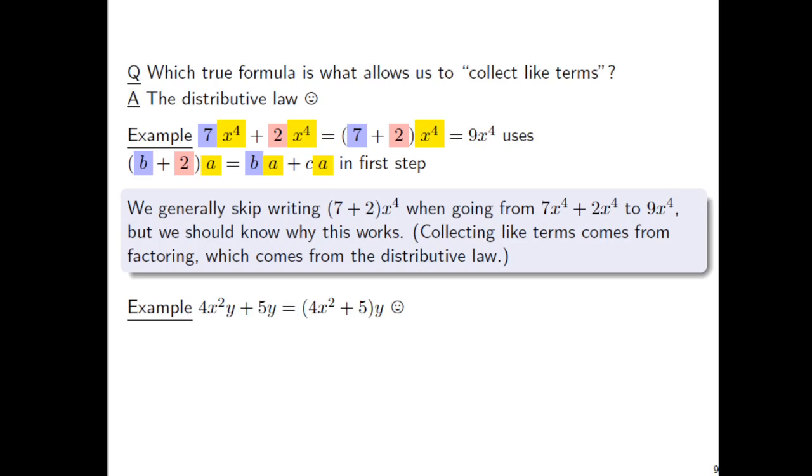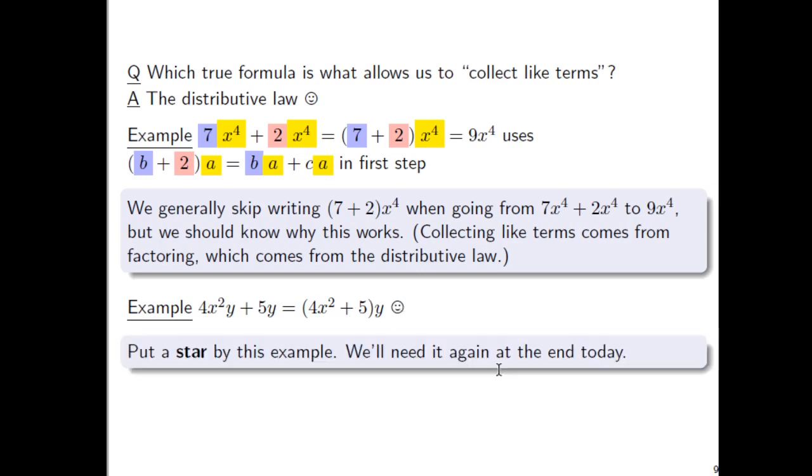4x to the second times y plus 5 times y. Factor out a y, and that y is, because factored out, it's written outside of a newly drawn set of parentheses. I'm saying newly drawn set of parentheses because the original expression did not have parentheses in it. Okay, and we'll have now 4x to the second plus 5 inside the parentheses. Hold on to this, put a star by this example in your notes. We're going to need to come back to this at the end of today's slides.